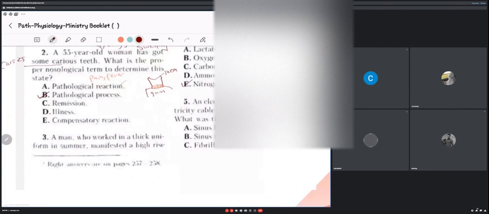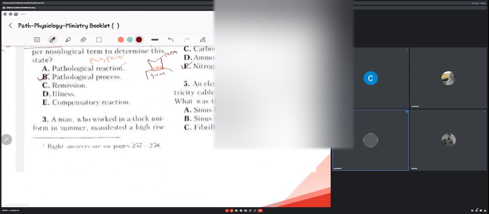An electrician touched a bare wire of electricity cable with both hands and died. What was the cause of death? What do you think will happen? Let's still make it practical. When one touches electricity, fibrillation, maybe? Okay, why is it fibrillation? Because now we have electricity, so it will disturb the normal sinus rhythm of the heart.